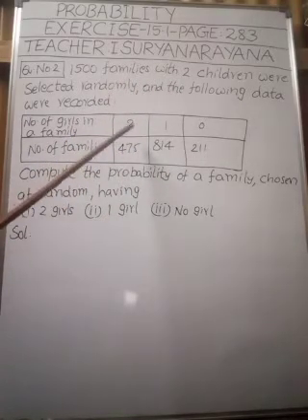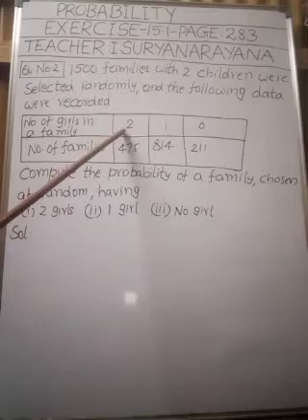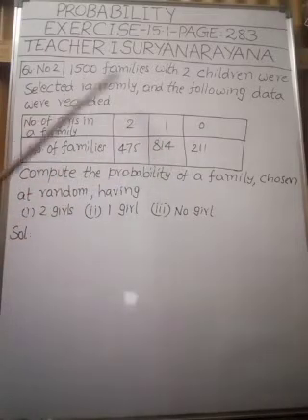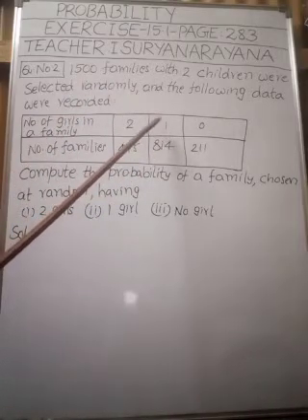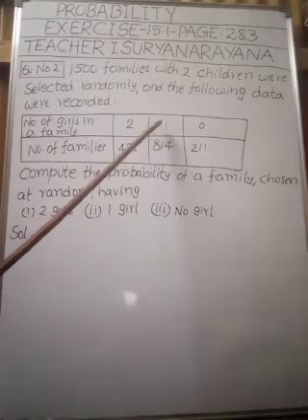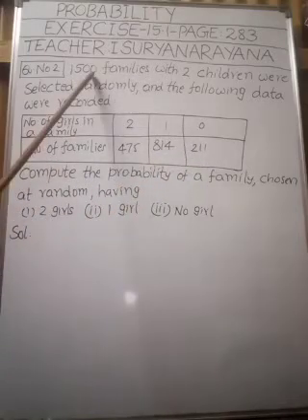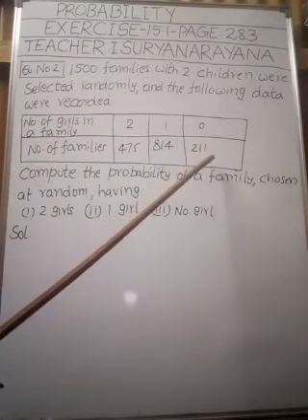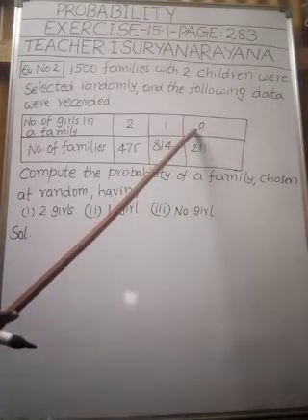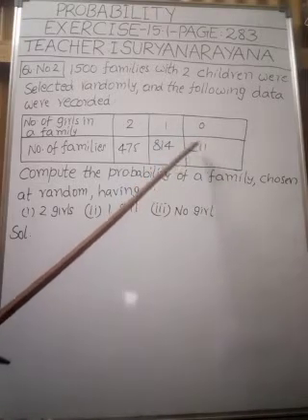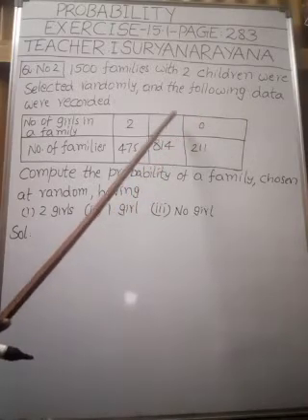See here, my children. Out of 1500 families, 475 families have 2 girl child. Out of 1500 families, 814 families have 1 girl and 1 boy. Out of the 2 children, 1 girl. Okay, my children. The other child is a boy. Understood this point, my children? Similarly, out of these 1500 families, 211 families do not have any girl. Means the 2 children are boys. In these 211 families, the 2 children are boys. No girl is there. Understood this point, my children?